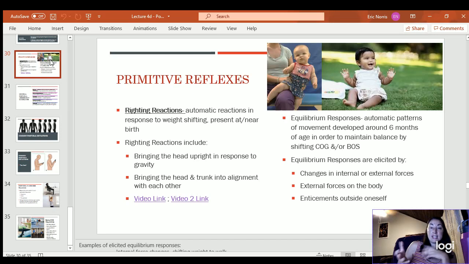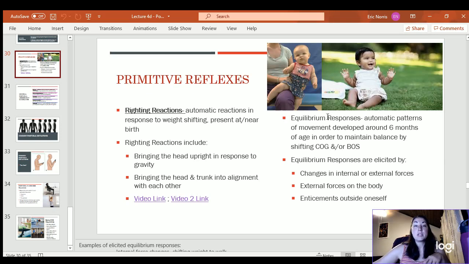So as you lean a baby to the side, their head automatically side bends the opposite way in order to keep their eyes level with the ground so that they're always able to see a flat surface, not all crooked. So it's trying to bring the head to an upright position and bring the head and trunk in alignment to each other. So if you tilt them one way, they may also kind of push their trunk back to an upright position. There's some video links here so that you can kind of see this in action.